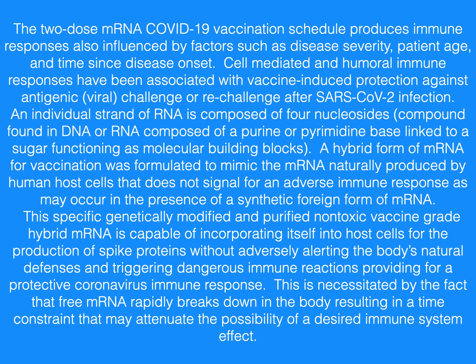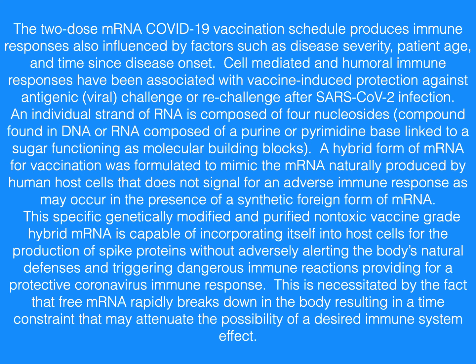A hybrid form of mRNA for vaccination was formulated to mimic the mRNA naturally produced by human host cells that does not signal for an adverse immune response, as may occur in the presence of a synthetic foreign form of mRNA. This specific genetically modified and purified non-toxic vaccine-grade hybrid mRNA is capable of incorporating itself into host cells for the production of spike proteins without adversely alerting the body's natural defenses and triggering dangerous immune reactions, providing for a protective coronavirus immune response.